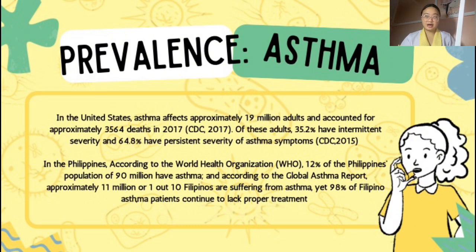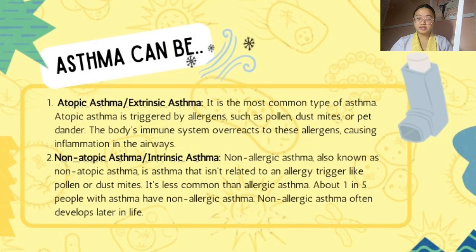The high prevalence of asthma in both the United States and the Philippines highlights the significant public health burden of this condition. The data also underscore the need for improved access to diagnosis and treatment, particularly in countries like the Philippines, where a large proportion of patients lack proper care. Let's move on to the types of asthma.